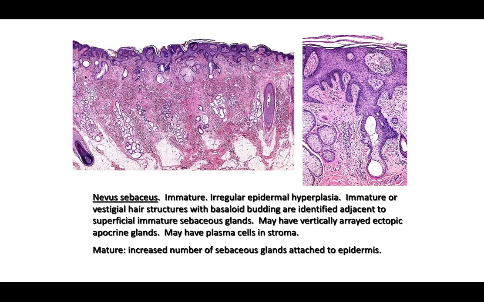Nevus sebaceous often presents as just an alopecia plaque on young kids, and sometimes it can be so thin it's difficult to tell if you're dealing with some type of aplasia cutis congenita or a developing nevus sebaceous. However, if it's got a yellowish hue to it, you can think about a developing nevus sebaceous.